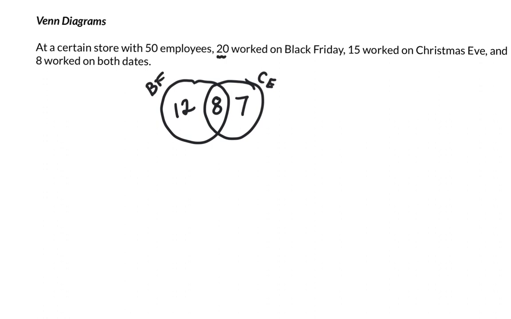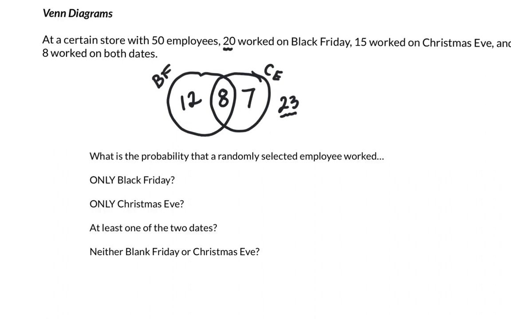Now, if you add up those numbers, you say, okay, 12 plus 8 is 20, plus 7 is 27. I often like to then say we had 50 employees and we've accounted for 27. That means there are 23 people that are just kind of out here because they didn't work either one of those. All right, let's work some probability.